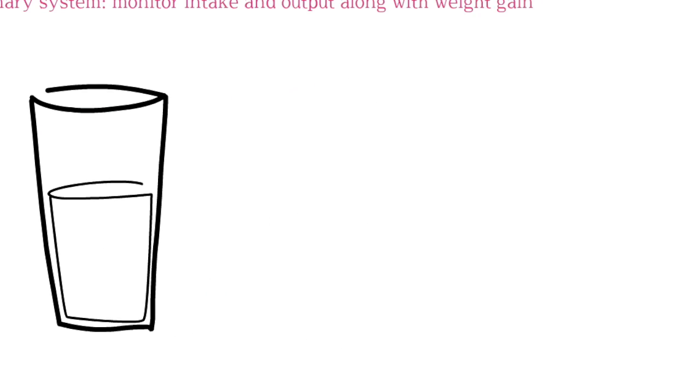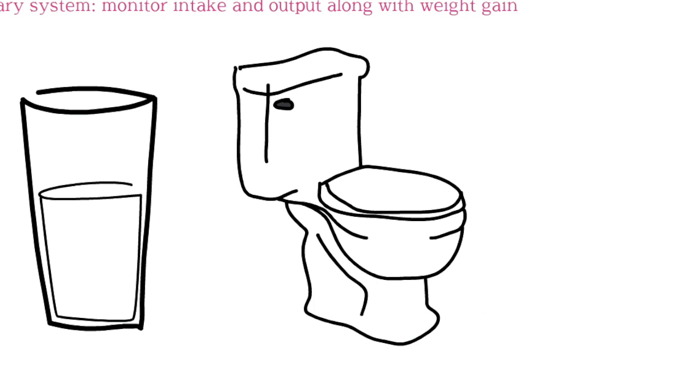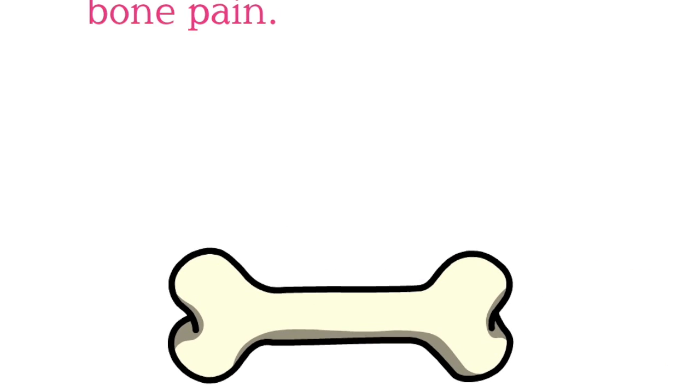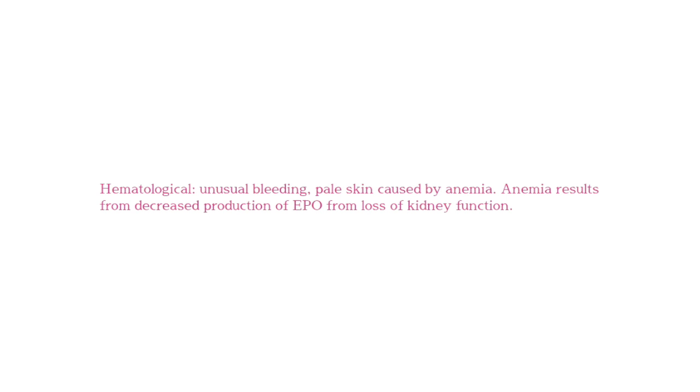Monitoring the GI tract by assessing the intake and output, as well as the appearance of the urine, such as how dilute or concentrated the urine is. Inspect for changes to the skin, such as infection or uremic frost. Uremic frost indicates urea crystallized on the skin. Assess for gait, weakness, muscle, and bone pain. Because of anemia, an individual may appear pale or may have bruising or unusual bleeding because of an altered hematologic system.